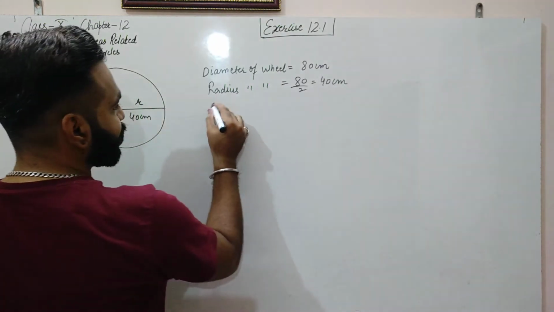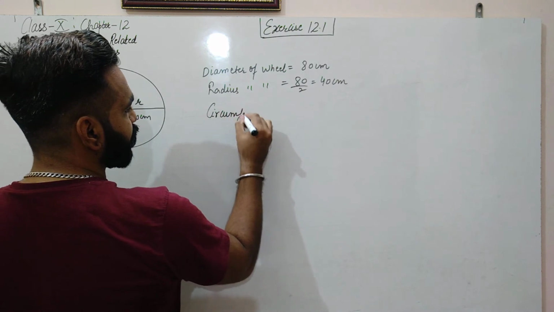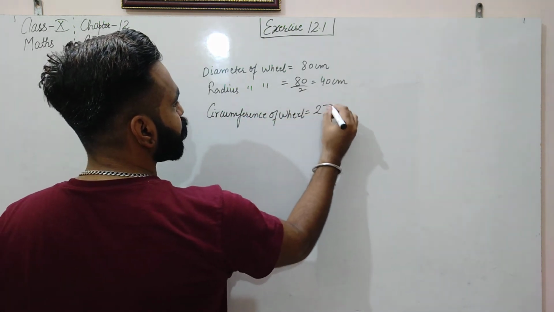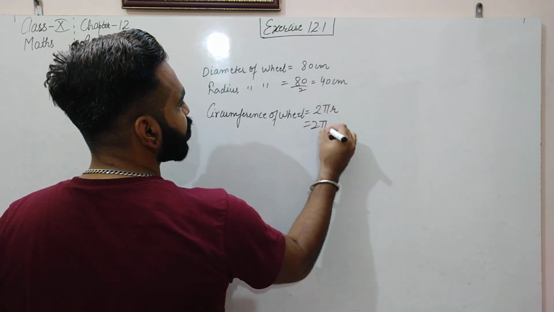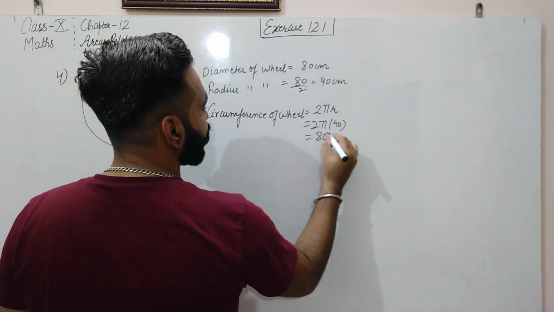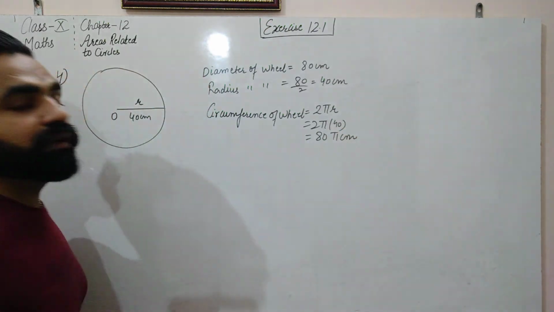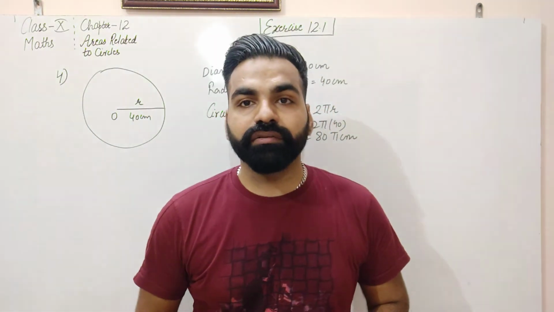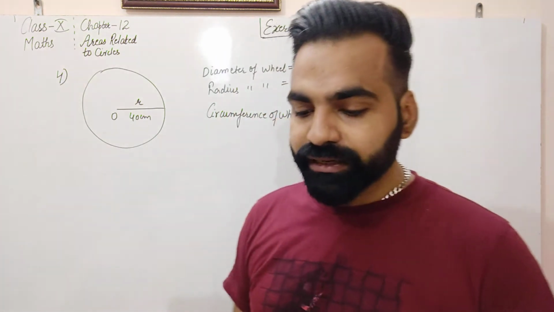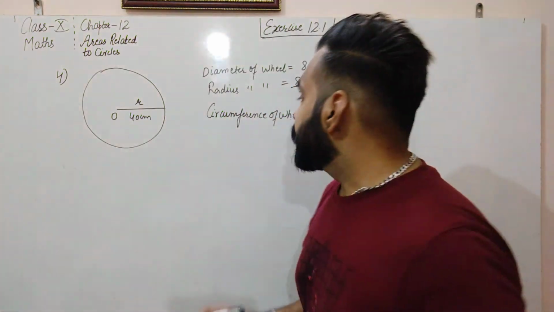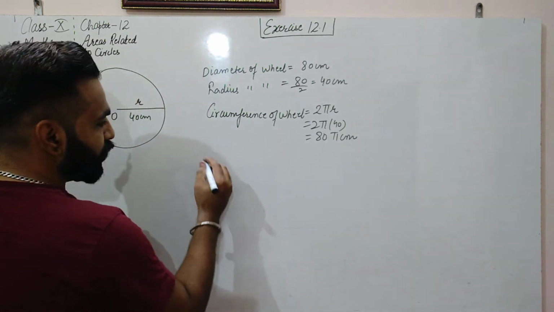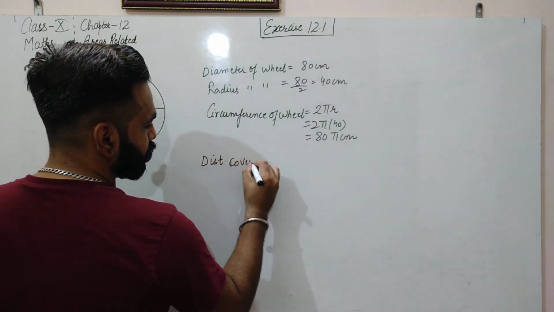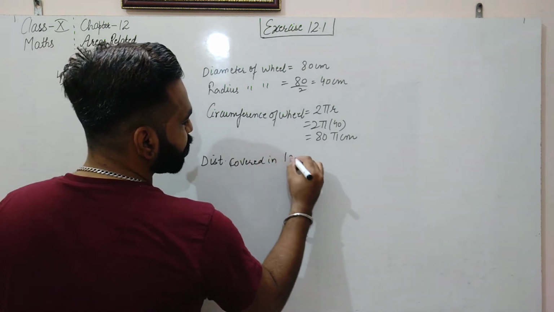So first of all, find the circumference of the wheel. This will be 2 pi r. So 2 pi into 40, this will be equal to 80 pi centimeter. Now the distance the wheel has traveled is not given, but the speed is given, that is 66 km per hour. This means distance covered in 1 minute.